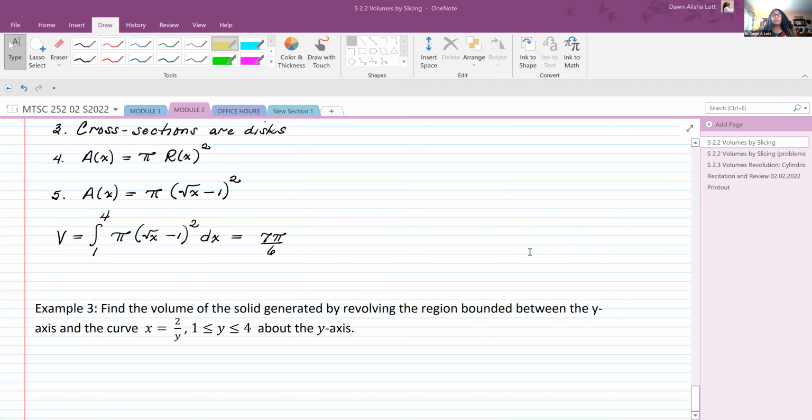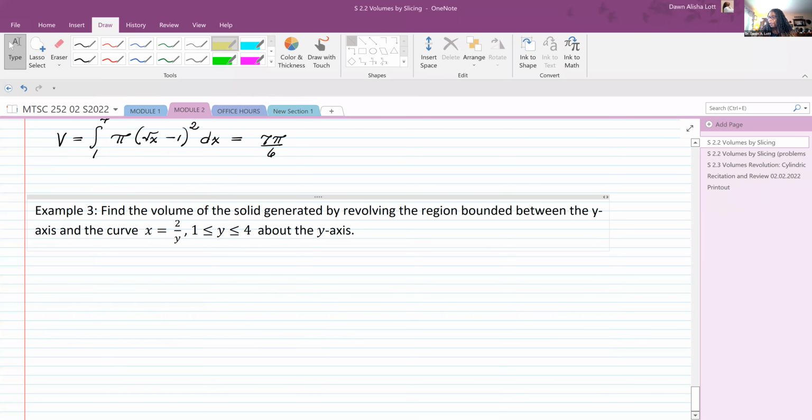Okay. So this is the problem. We're going to revolve this region about the y-axis. So first thing I want to do is draw a picture. If you have that card that I told you to get, the quick study guide, the quick study guide gives you an idea of what y equals 1 over x, or x equals 1 over y looks like.